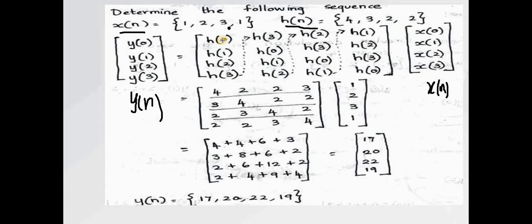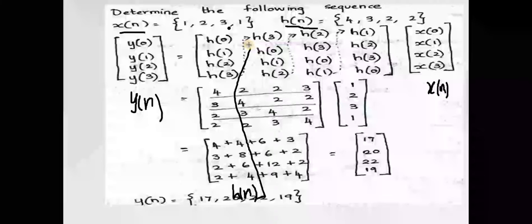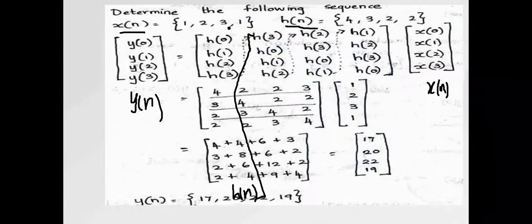Just do as if you are having h of n values as so many samples. For example, if you have n samples, just continue as 0, 1, 2, 3, 4 up to n. If h of n is going to be your last sample, then take this last sample as your first sample. Clear? So this sample as your first sample.